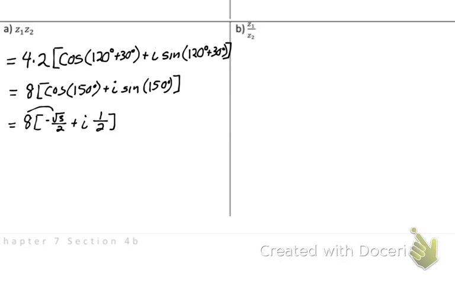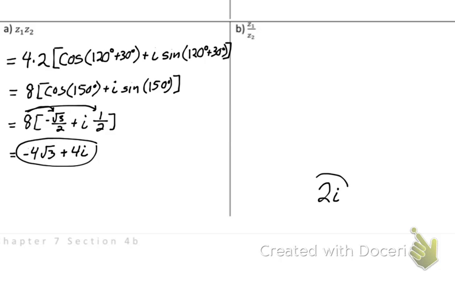We're going to distribute our 8 to both pieces. And we're going to come up to negative 4 square root of 3 plus 4i. So we will need our unit circle for some of the problems. We're going to finish out class by finishing this one. You guys are going to finish it out. You should end up with just 2i as the answer.